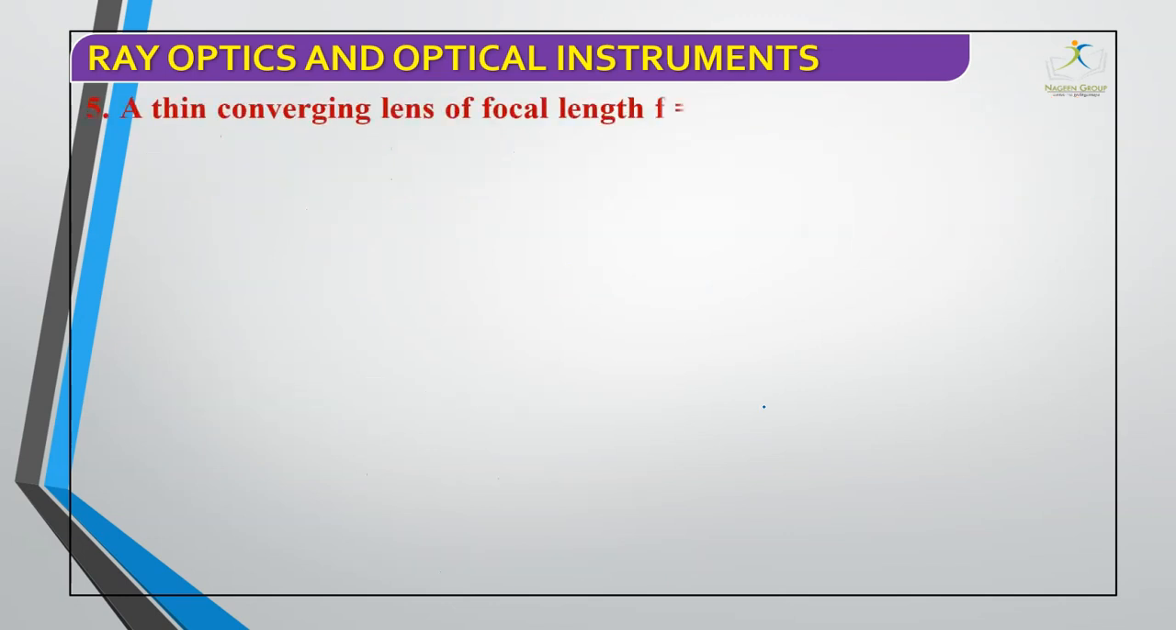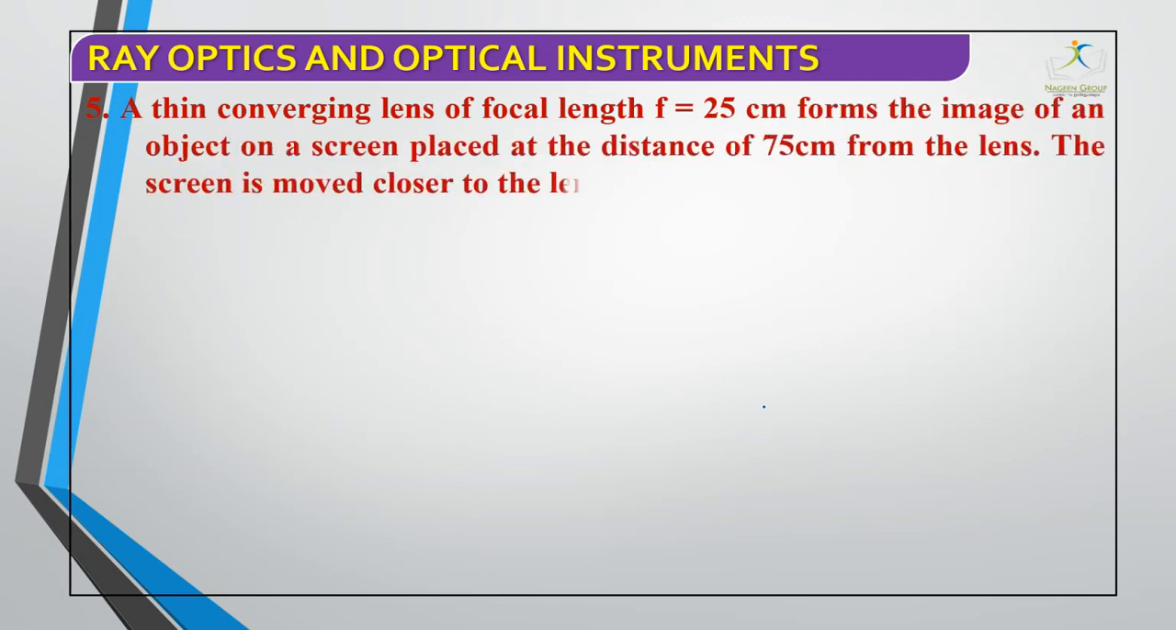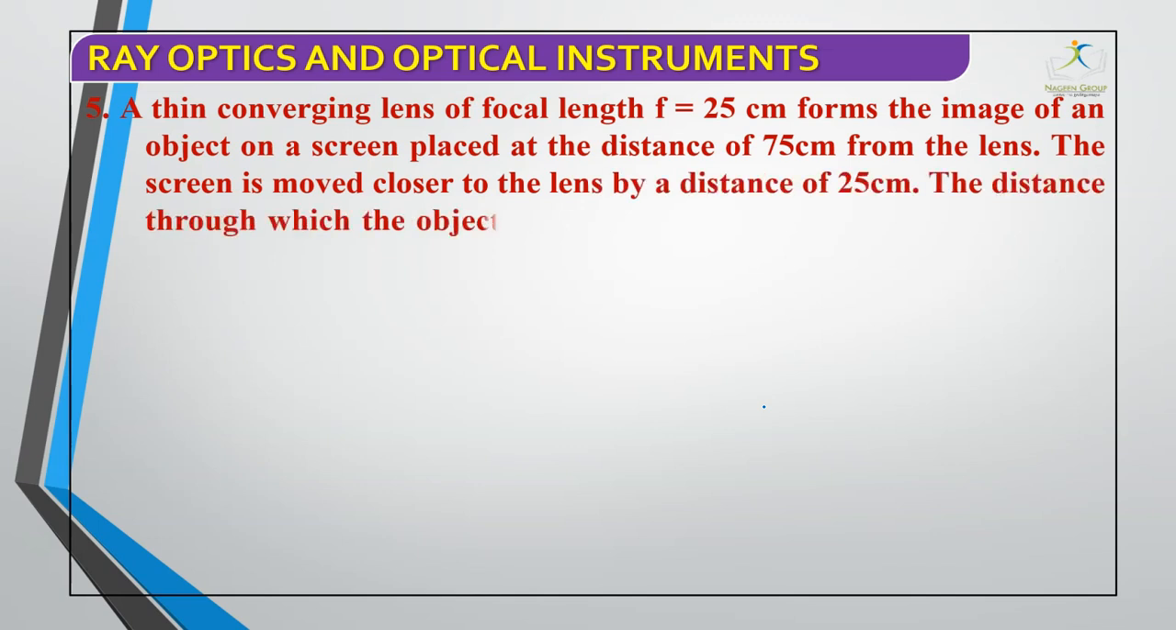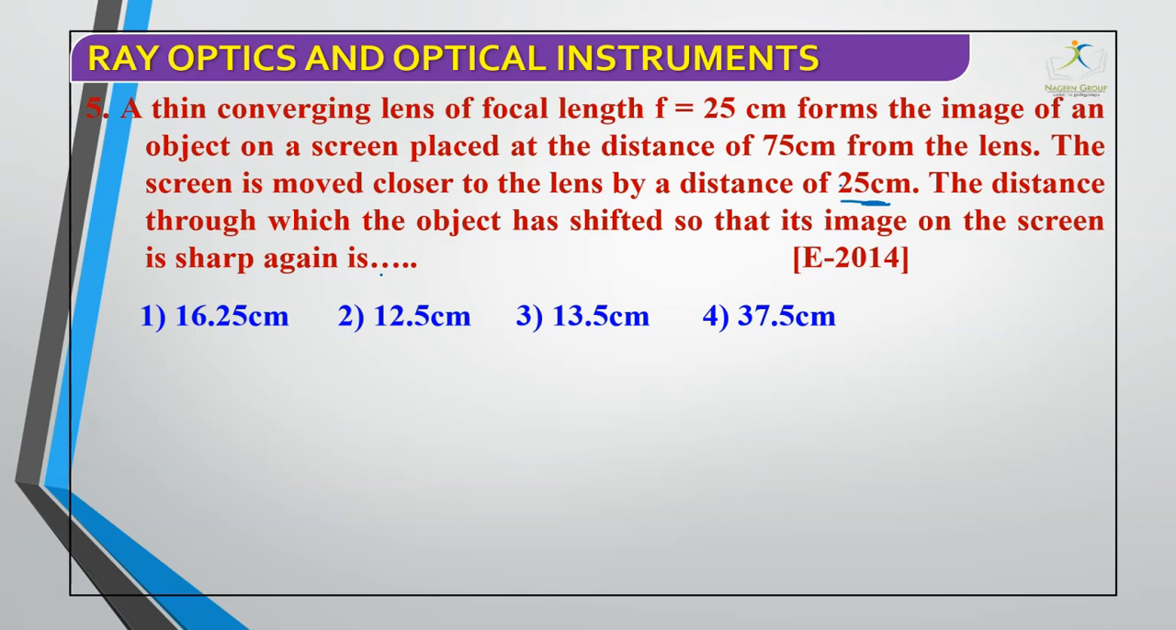Next question: a thin converging lens of focal length f equal to 25 centimeter forms the image of an object on a screen placed at a distance of 75 centimeter from the lens. The screen is moved closer to the lens by a distance of 25 centimeter. The distance through which the object has shifted so that the image on the screen is sharp again is: options 16.25 centimeter, 12.5 centimeter, 13.5 centimeter, and the fourth is 37.5 centimeter.